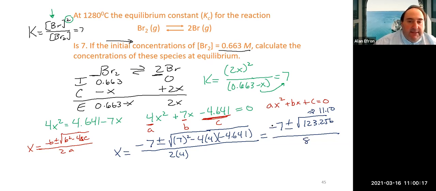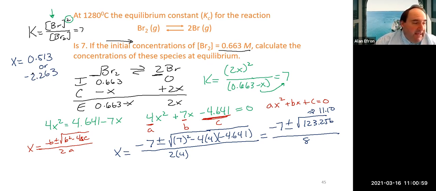So again, because it is plus or minus, you could do both. Doing the plus root, minus 7 plus 11.10 divided by 8 gives us an x value of 0.513, or if we do minus 7 minus 11.10 divided by 8, it gives us minus 2.263. Any questions on that so far?